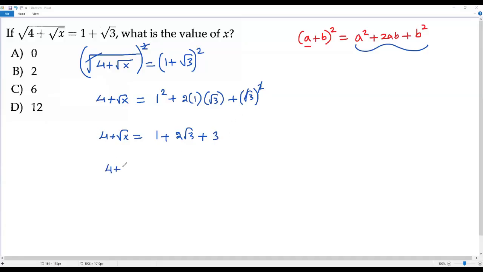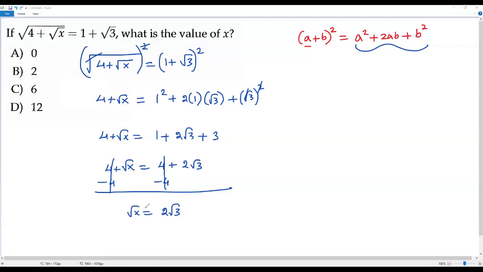Now 4 plus the square root of x equals, we can combine this 1 and 3, then we get just 4, that is 4 plus 2 times the square root of 3. Okay, now we can subtract 4 from both sides. When I do so, this positive 4 and negative 4 will cancel out on both sides. I am getting the square root of x equals 2 times the square root of 3.